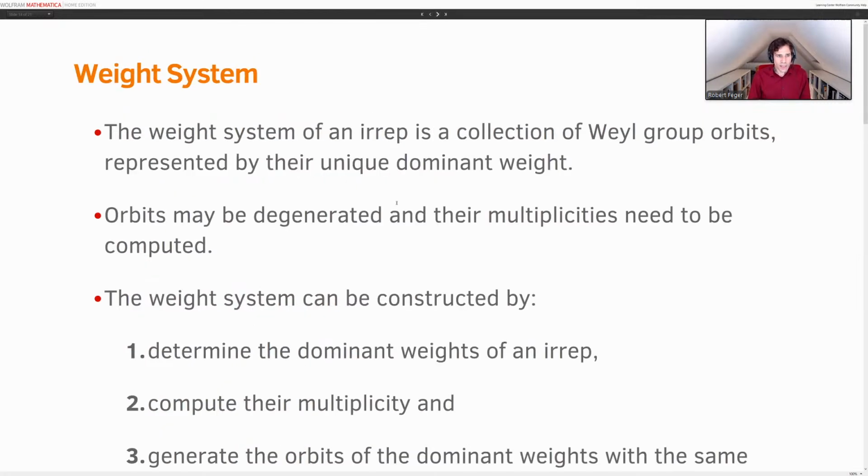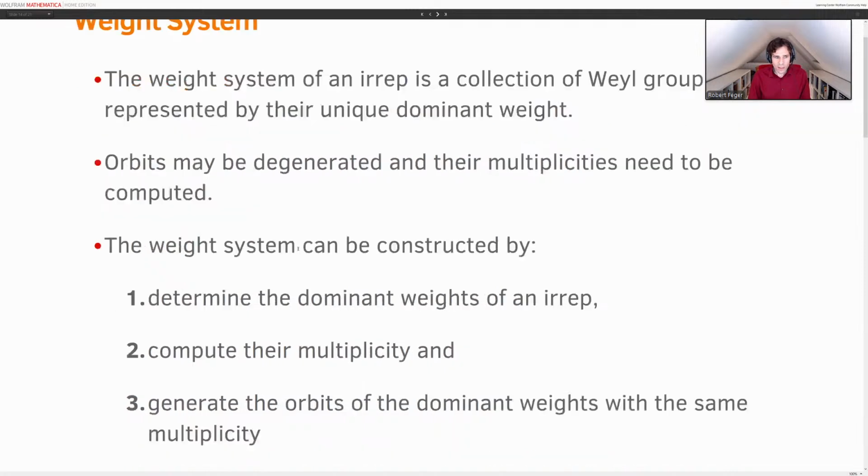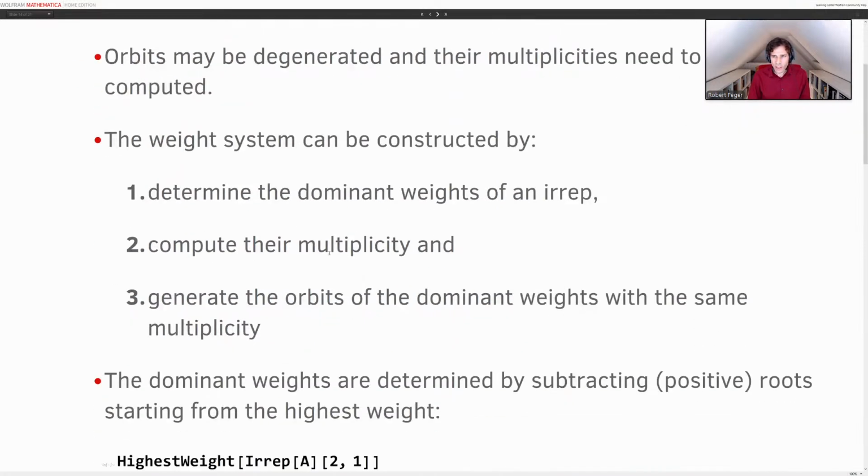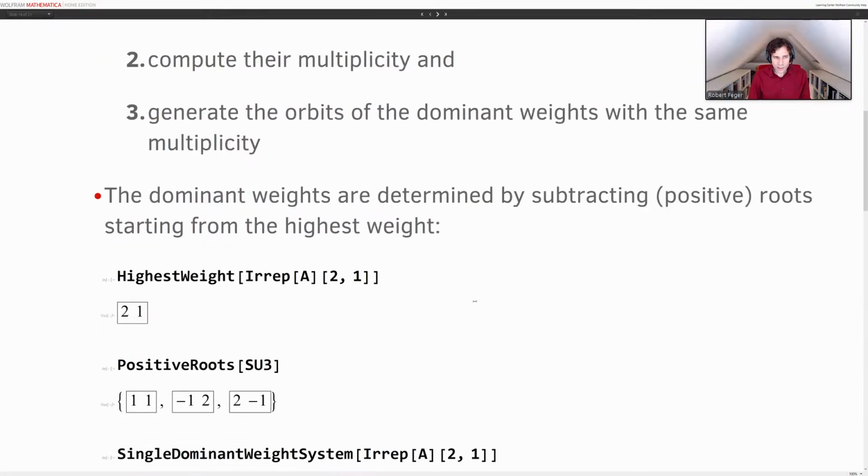The weight system. The weight system of an irrep is a collection of Weyl group orbits, which were already introduced, and they can be represented by a unique dominant weight. And orbits may be degenerate, so they have some multiplicity larger than 1, which needs to be computed. So to construct the weight system, you have the following steps. You determine the dominant weights of an irrep, you compute their multiplicity, and then you generate the orbits and duplicate them according to the multiplicity of the dominant weight. So how does this work?